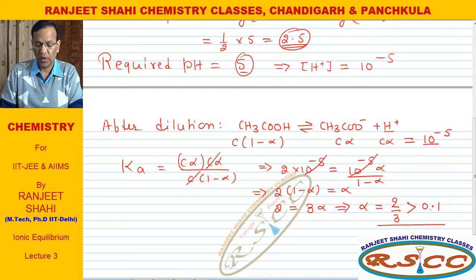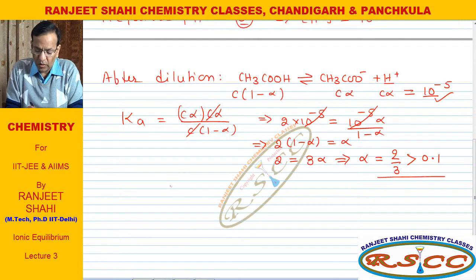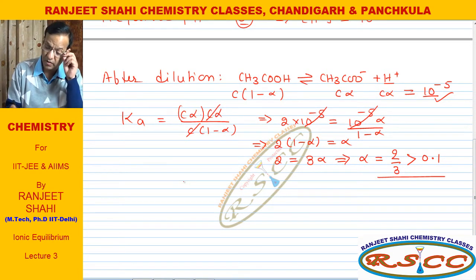So after dilution, we cannot apply simply H+ is equal to root under Ka into C, because alpha was not negligible and was not known also. So we first determine alpha using the final pH of the solution. Once alpha is known, now this problem is solved. There is nothing more left in this question.